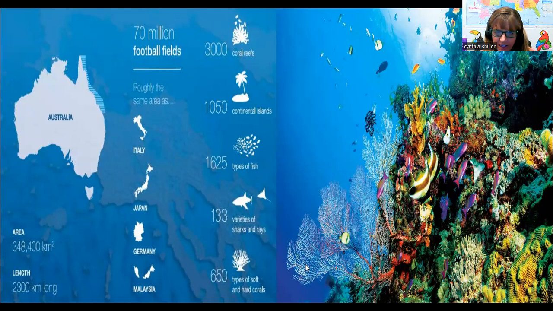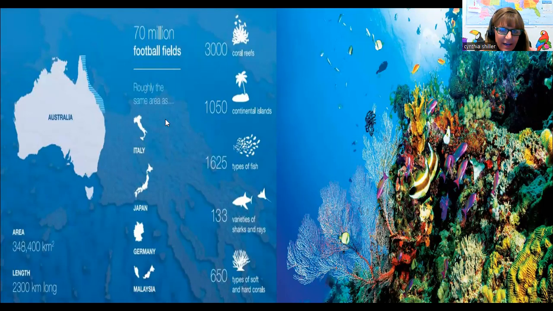And right here, you can see some soft coral. Some coral is soft, some is hard. And what do you think? Is there more or less than 100 types of coral? I'll tell you what, there's 650 different types.